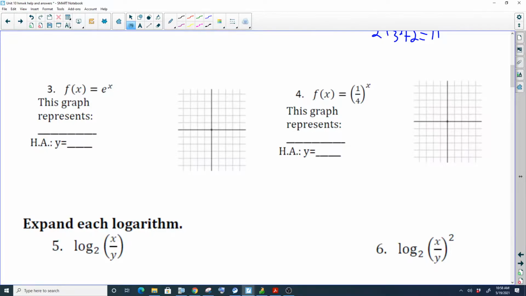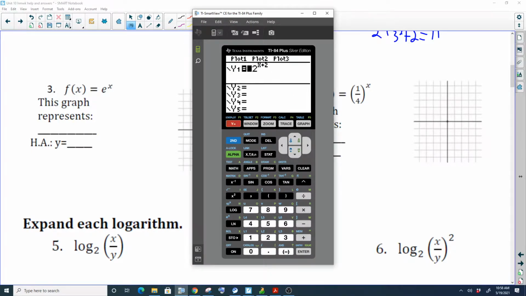So e to the x power, that's going to be found right here. You go second ln, or second e, to the x power, there it is. So again, that was second ln, right? That gives us the e. So second e, right? Can you see it right there in blue? There it is. Okay, so we're going to go ahead and do e to the x power.